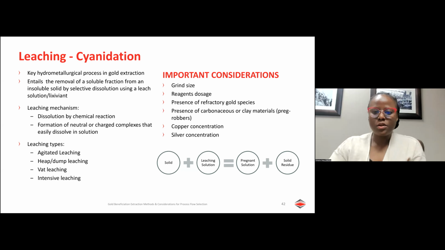So the important considerations include the particle grind size, your reagent dosage, and the presence of complex and refractory minerals within your mineralogy. Then the types of leaching that are typically used are agitated leaching, heap leaching, vat leaching, and intensive leaching. There is also in situ leaching, but I haven't included it for this presentation because that is commonly used for other commodities, not really for gold as such.